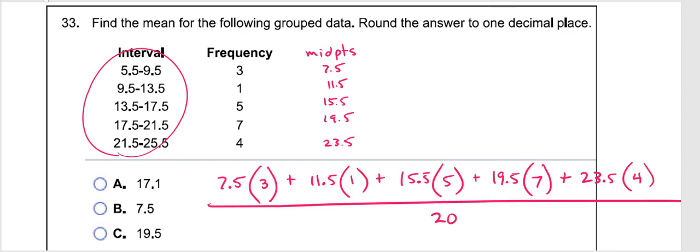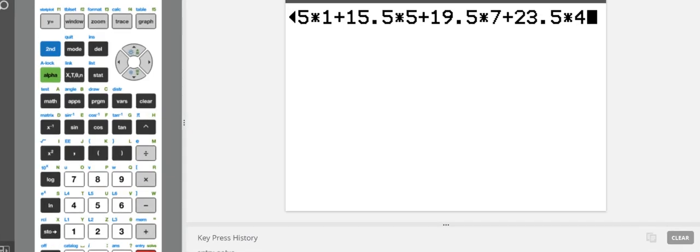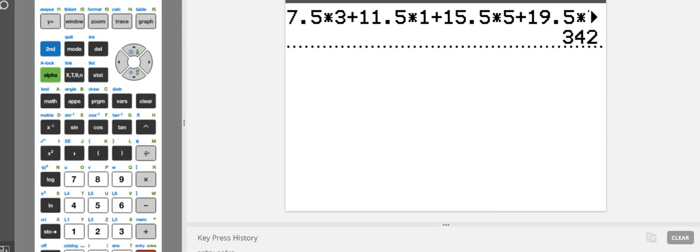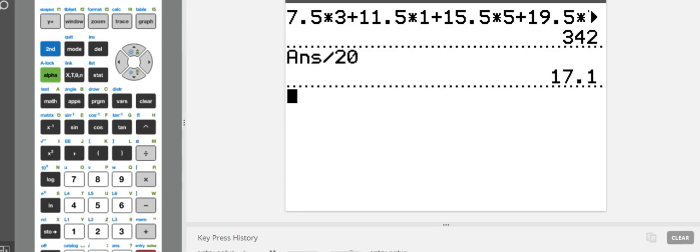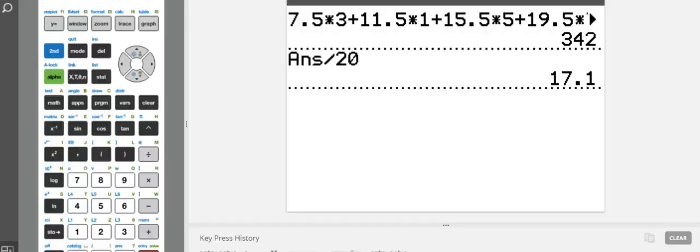So on my calculator, I went ahead and typed all the numerator in, and I'm going to hit enter, and then I'm going to divide that number by 20. So the mean of that grouped data is 17.1.